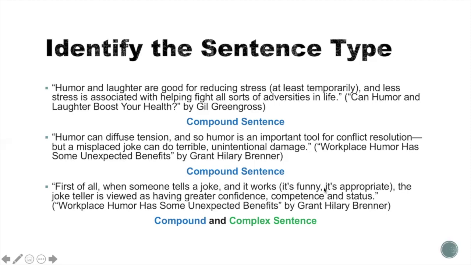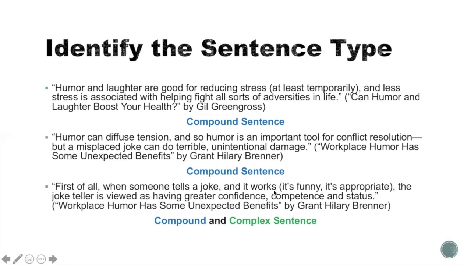So we capitalize the I, add a period. It's funny, period. It's appropriate, also a complete sentence. Capitalize the I, add a period. It's appropriate, right? And then the joke teller is viewed as having greater confidence, competence, and status. That's also a simple sentence. The joke teller is doing something or is perceived as something. So we have a capital T, right? Period here before. And so in a sense, when we pull this whole sentence apart, we have one simple sentence here. Someone tells a joke.